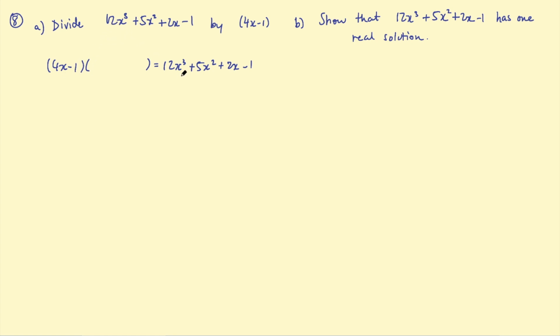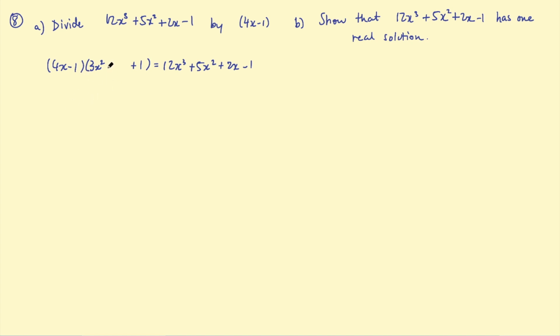This is why this is called inspection, right? What times 4x equals 12x cubed? That's 3x squared. Expand those out, you get 12x cubed. Then the last term you can figure out as well, because we know that this final term in the quadratic multiplied by negative 1 must be negative 1. What multiplied by negative 1 equals negative 1? That must be plus 1. Okay, so we've already figured out 2 terms in our quotient here, 3x squared and plus 1. The only thing we're missing is the middle term.